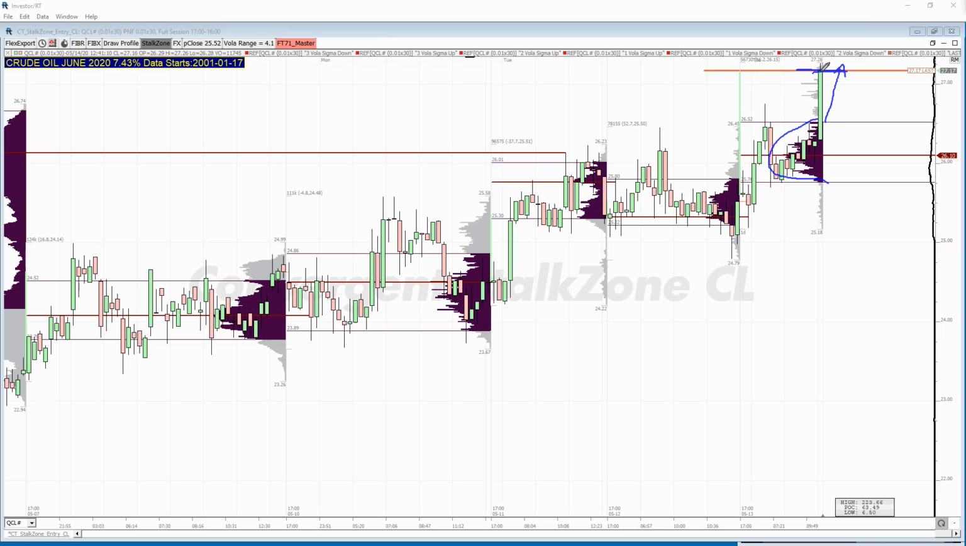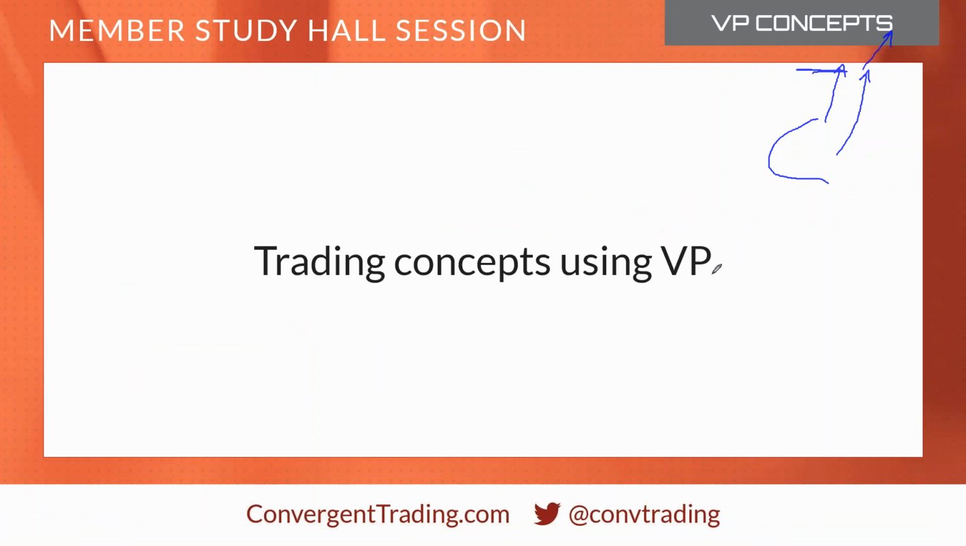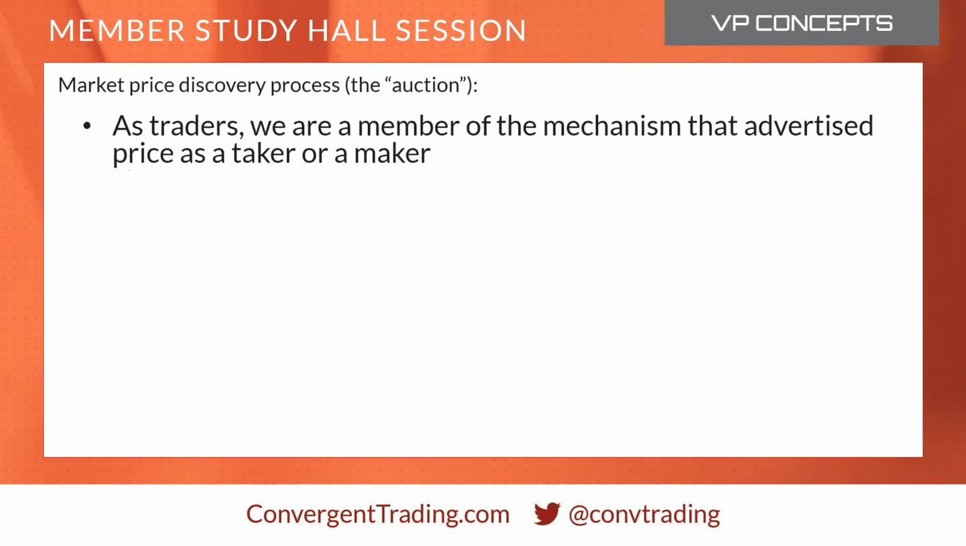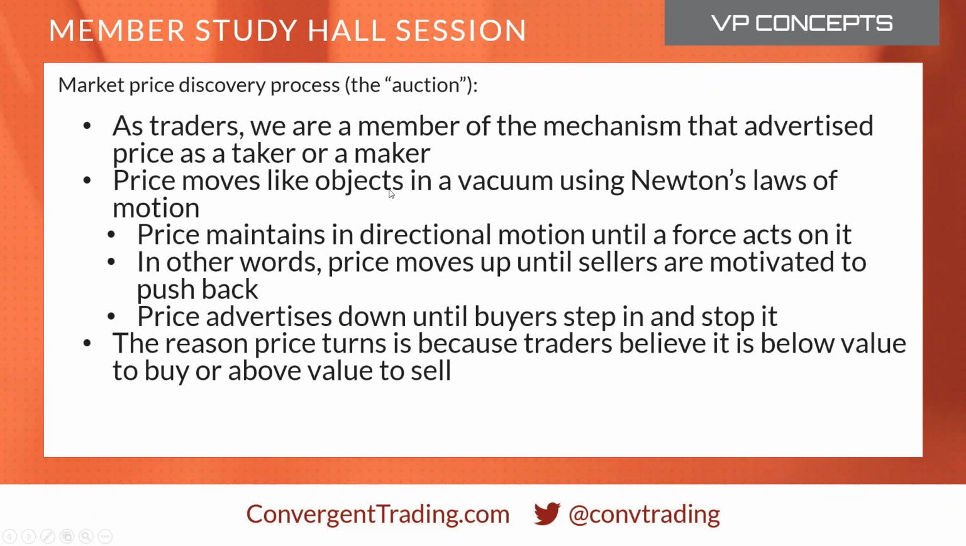But in general, when the market runs like this and it runs out of time, especially if the point of control shifts to the upper part of the day where it's showing clear acceptance of these higher prices, we have a very strong probability of the market continuing higher. Why? Because it goes back to this slide way back here, which I really hope you'll kind of emboss into your head, and that is price moves like objects in a vacuum using Newton's laws of motion. Price maintains in directional motion until a force acts on it.